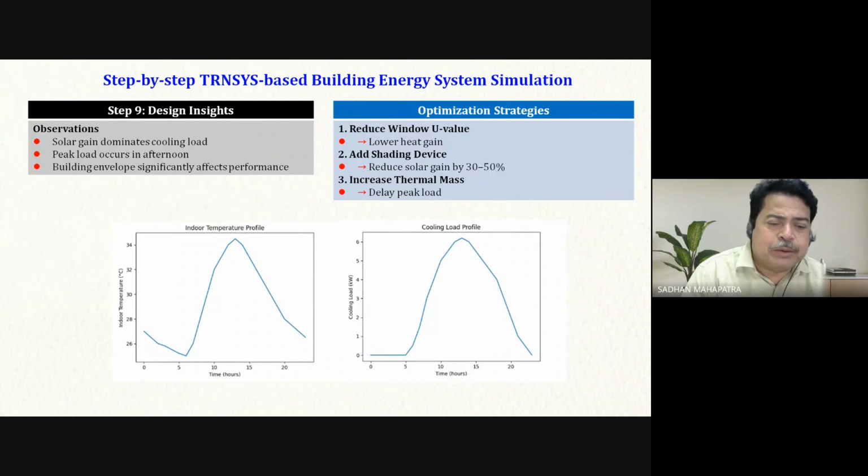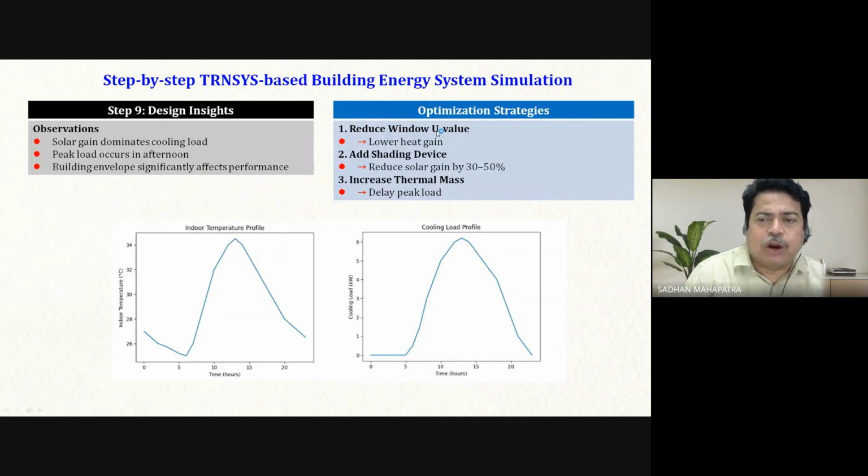We can have profile data: indoor temperature profile data, cooling load profile data. So this is the scale in terms of time in hours. You need maximum cooling at say 2 o'clock or 3 o'clock, and then it comes down. This is the indoor temperature profile, because you have a very high temperature during that 2 o'clock or 3 o'clock.